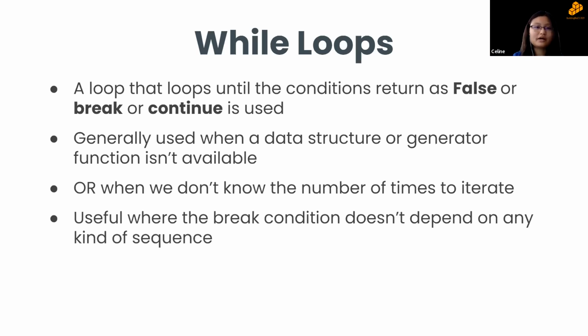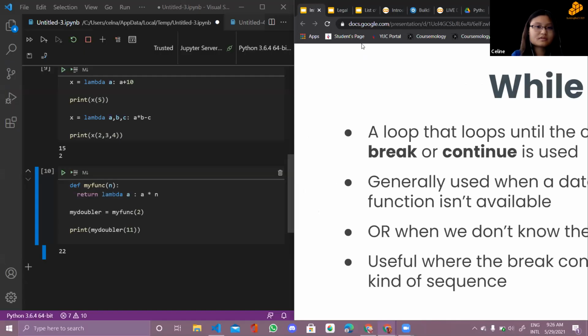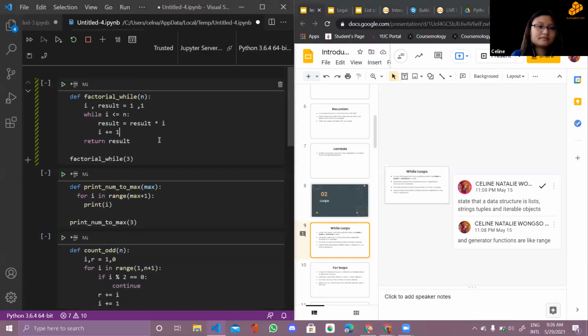Well, for while loops, you generally use them when you have a data structure or generator function that isn't available, or when you don't know how many times you need to loop. This is useful when the break condition doesn't depend on any kind of sequence. Okay, so I'll be showing y'all an example.